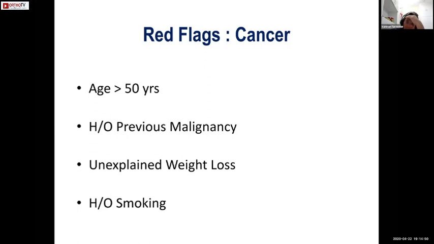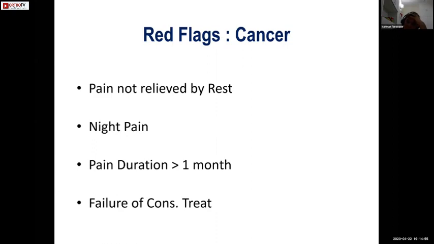I'll just quickly rush through. In history, always ask about malignancy, any unexplained weight loss, and history of smoking. Again, pain not relieved by rest is typical of cancer, as is night pain, or pain duration of more than 1 month, because most mechanical back pain or even disc pain will subside by 1 month and respond to conservative treatment. So with failure of conservative treatment, you should think about these things.